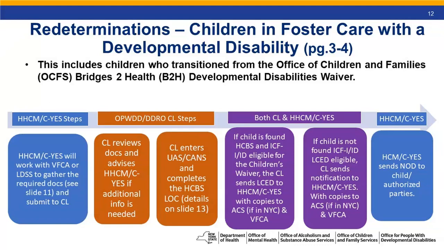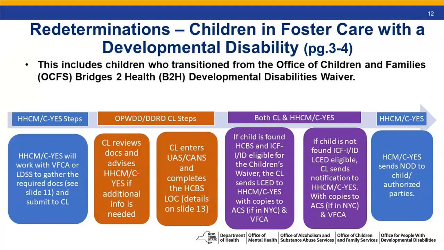So the first box talks about the health home care manager and CES, and they need to work with the voluntary foster care agency or LDSS to gather the required documentation, which we just went over on the previous slide, and submit that documentation to the children's liaison. And that will be through the HCS secure email box. If the child is in New York City, ACS should be copied on this transmittal, and there's an email address in the manual to do so.